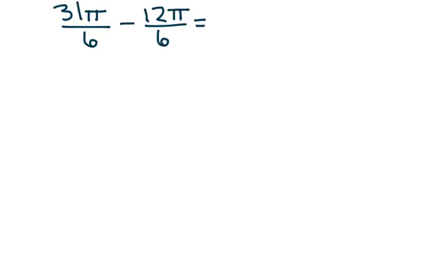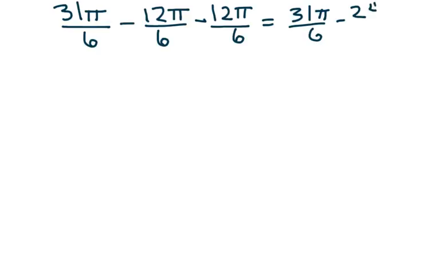Okay. Let's do 31 pi over 6. Clearly, it's not in the range of between 0 and 2 pi. So I'm subtracting 2 pi. And I notice right away that's not going to make it. So I'm going to go ahead and subtract another 2 pi, which is really like saying 31 pi over 6 minus 24 pi over 6, which gives us 7 pi over 6. So 7 pi over 6.